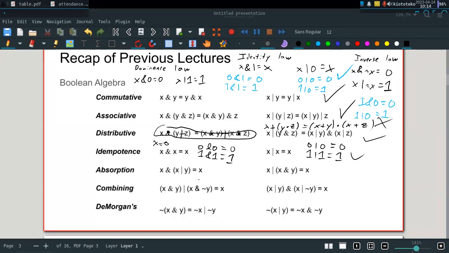So absorption tells us that whenever we have an X and an X or Y in a parenthesis, it doesn't matter whatever this X is ORed with, the X will prevail. And its dual will say that X OR, and whatever X is ANDed with, the X will prevail. And you can see again, try doing it. For example, we can make our truth table here: X, Y.